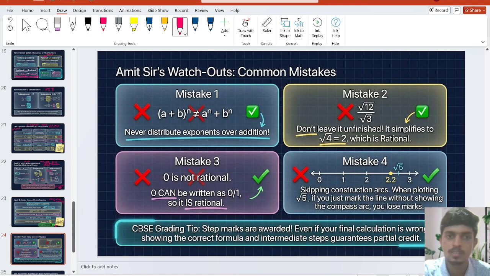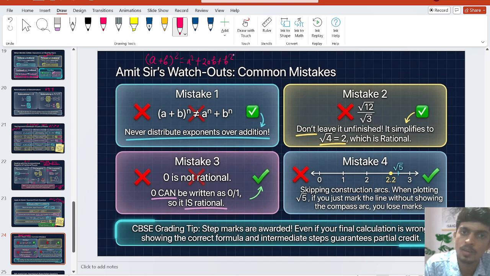Next, some students might be confused here. (a plus b) whole squared is written as a squared plus 2ab plus b squared. But some students write a squared plus b squared. This is a common mistake. We cannot write it that way, because the 2ab term is missing here.